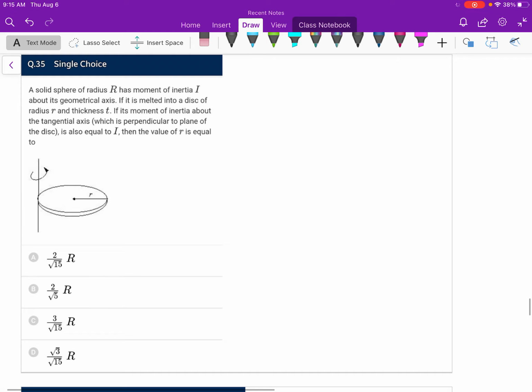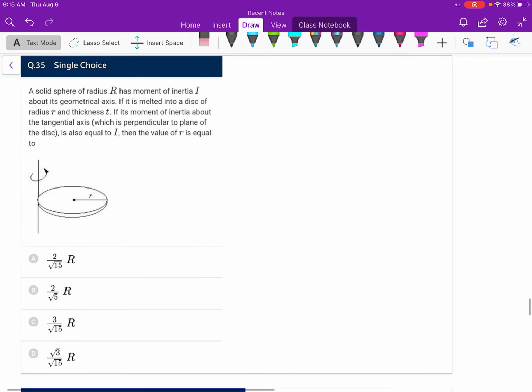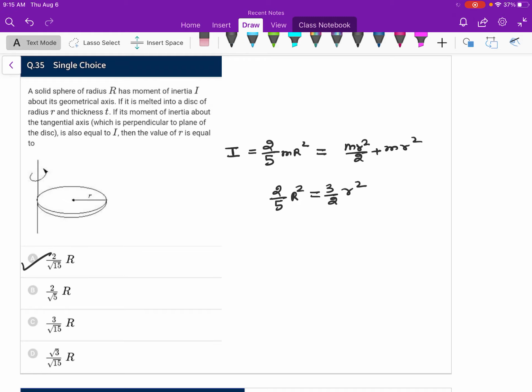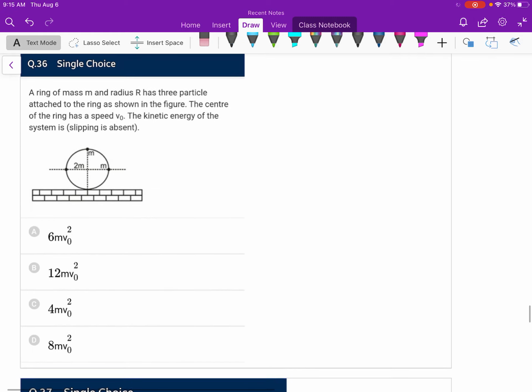Solid sphere has I about its geometrical axis, and it is melted into a disk, and we need I about the given axis. So solid sphere I is 2 by 5 mr square, and for the disk this is mr square by 2 plus mr square. So m cancels, so 2 by 5 r square is equal to 3 by 2 R square. So R square is 4 by 15, so R is 2 by root 15 capital R. So A is the correct option.